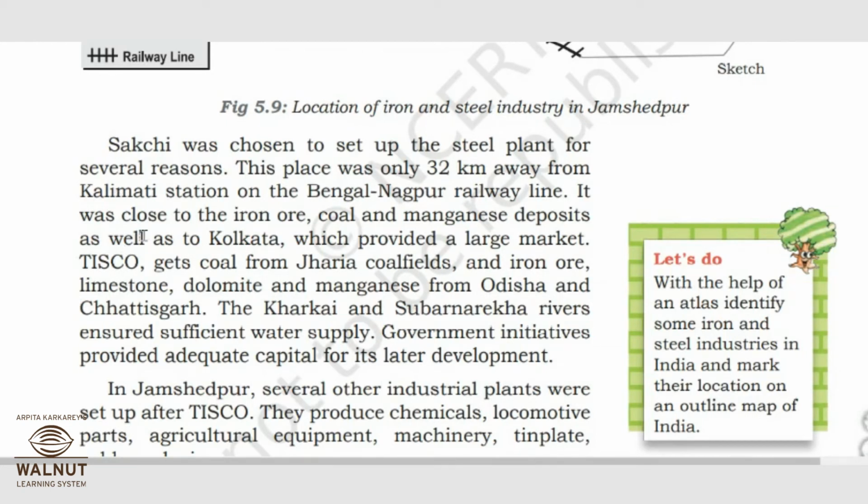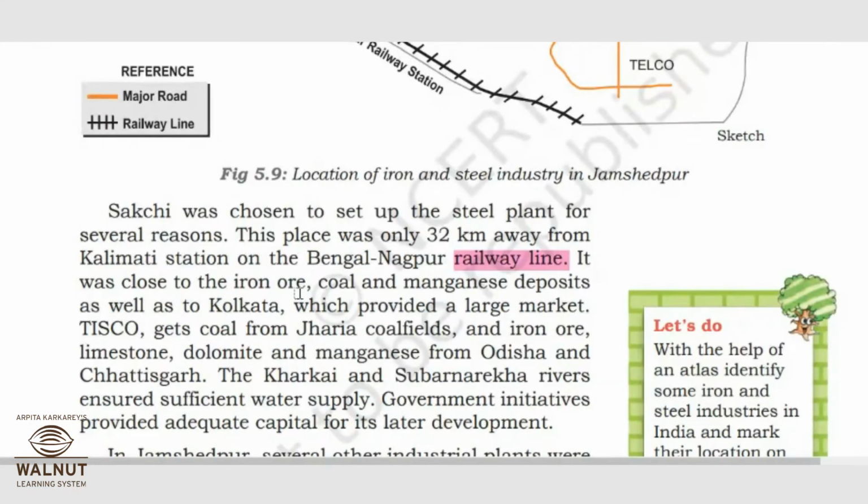Now pick up the factors why Jamshedpur was chosen as the location for setting up the first iron and steel industry in India. The industry was only 32 kilometers away from the Kalimati station on the Bengal Nagpur railway line, and this is the most important point. It is near transport, easily accessible to rail transport. So it is easy to access rail transport from there.